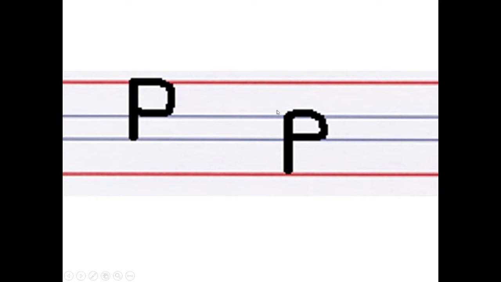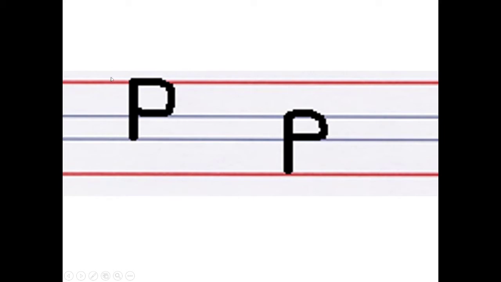Now, how do we write P small? We draw a line, then we go back up and draw a circle. It's the same, but it comes between the second line and the third line. Look, P capital does not reach the fourth line, but P small does. It does reach the fourth line, but it does not start from the first line.